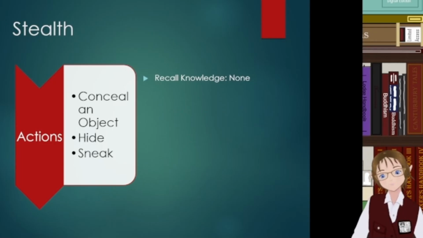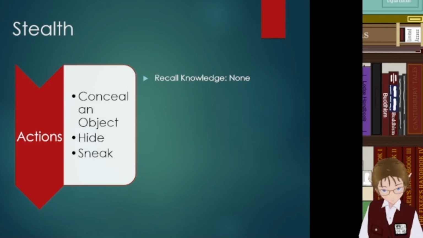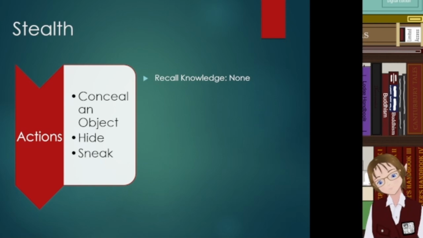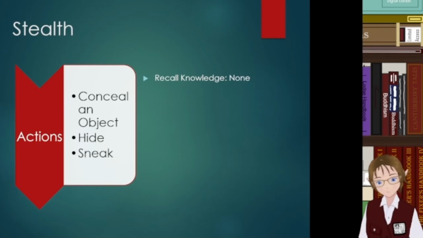Now moving on to the last few skills. Stealth is a dex-based skill, which its main thing is just sneaking around. Sneaking is when you're moving and hiding, whereas hide is hiding in a stationary location. Additionally, stealth can be used to shove an object somewhere where nobody can see it. There's no recall knowledge skill built with this skill.